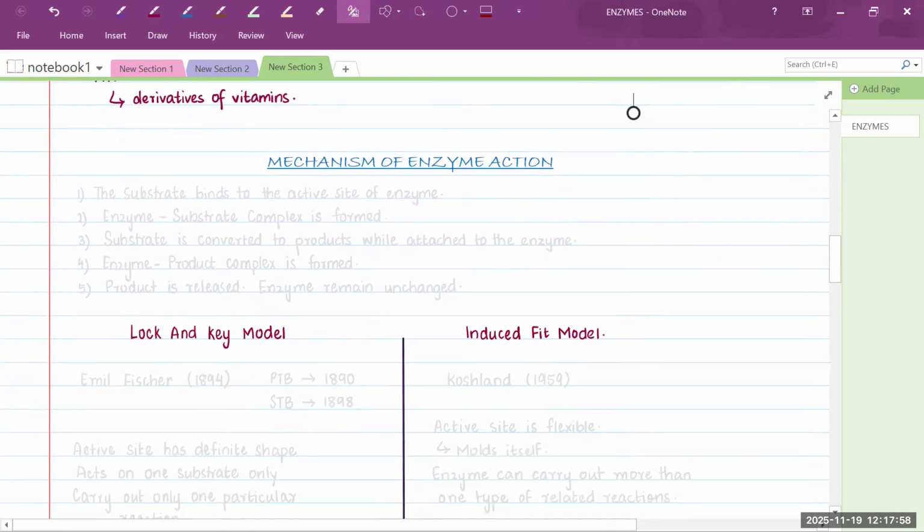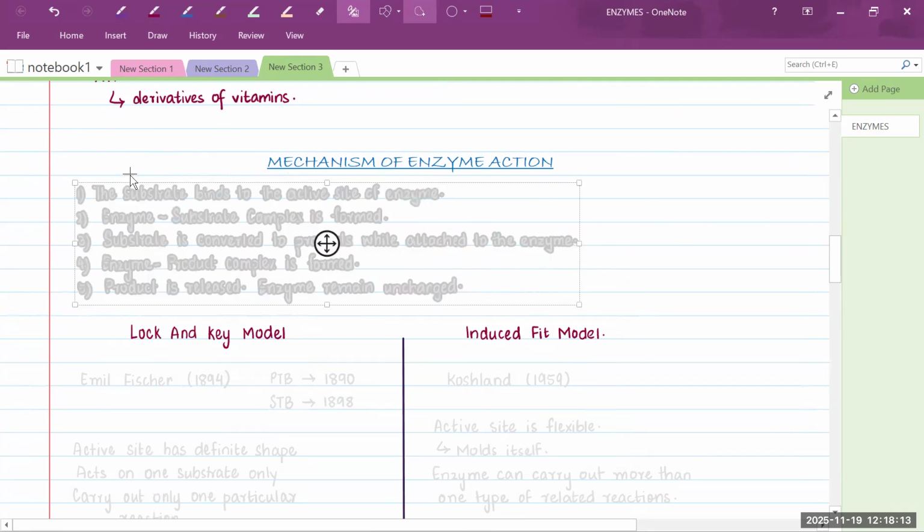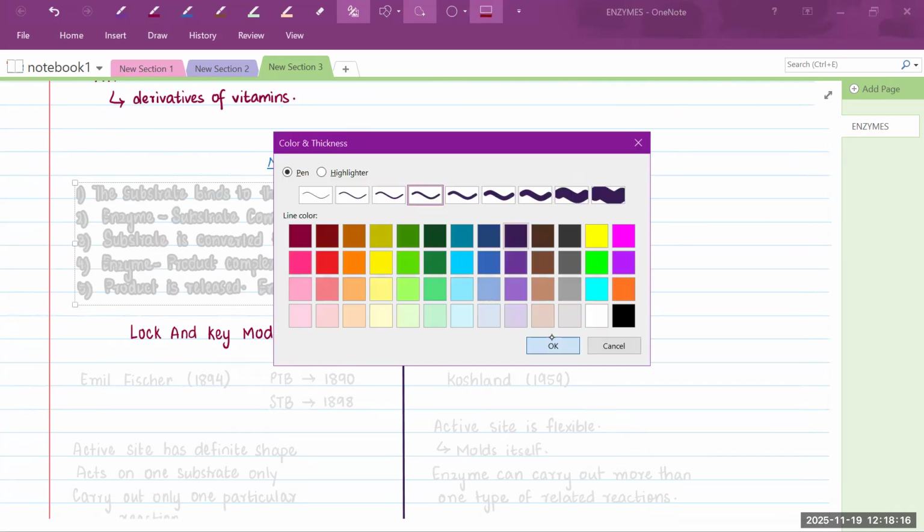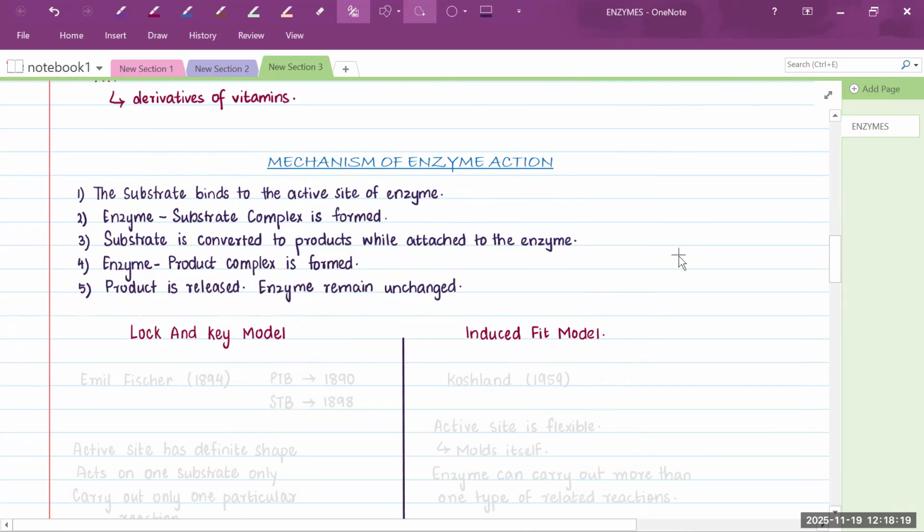Okay, moving on to the mechanism of enzyme action. Everybody knows how an enzyme works. First of all, the active site chooses the substrate which is complementary to the active site, right? This forms the enzyme-substrate complex. After that, the substrate is converted to products while being attached to the enzyme, this is the key. So the enzyme-product complex is formed because the substrate has not been removed from the active site and is converted into the products while being attached to the enzyme.